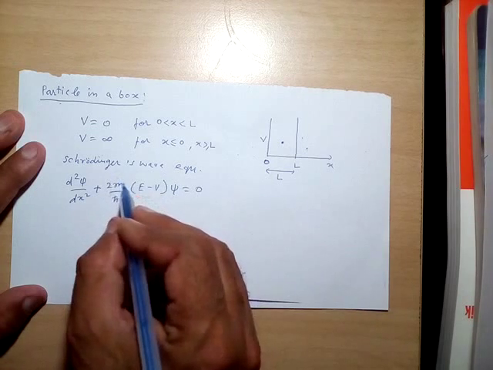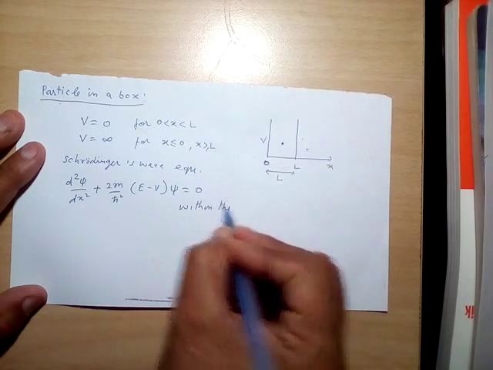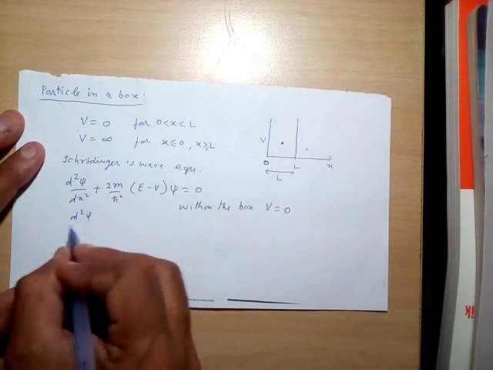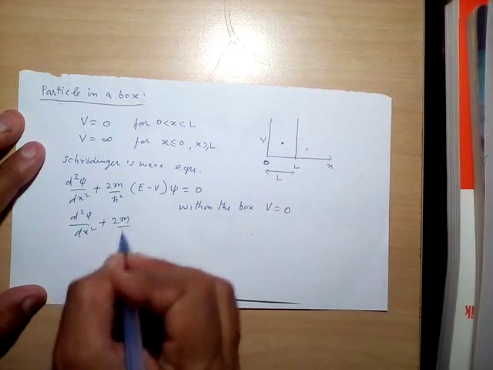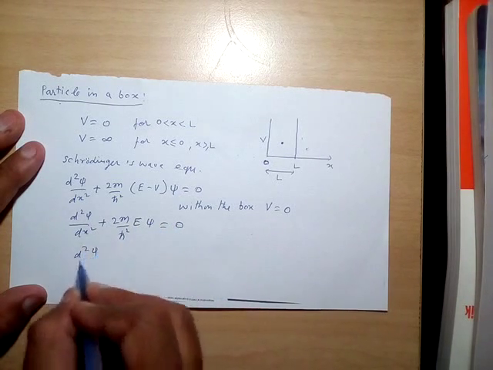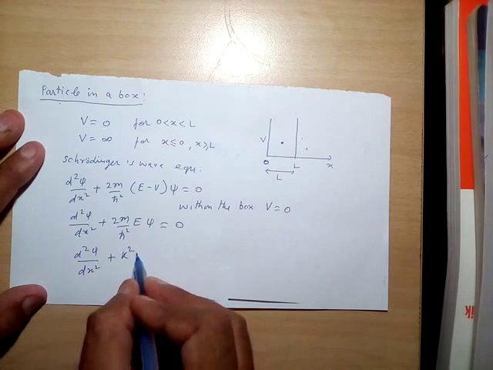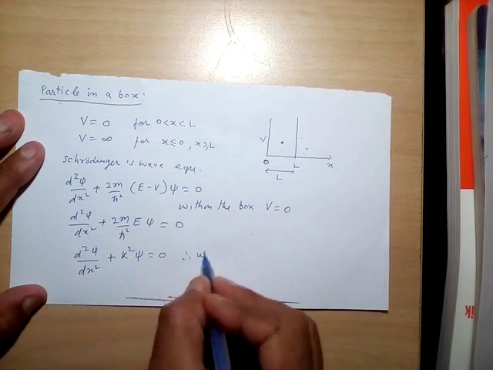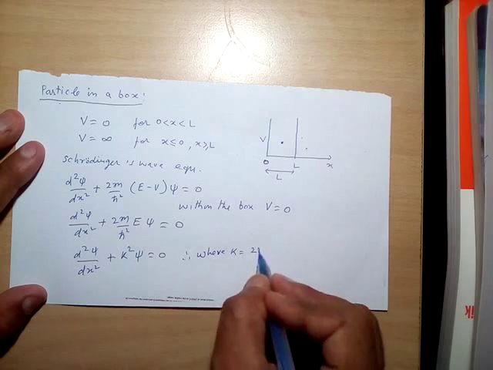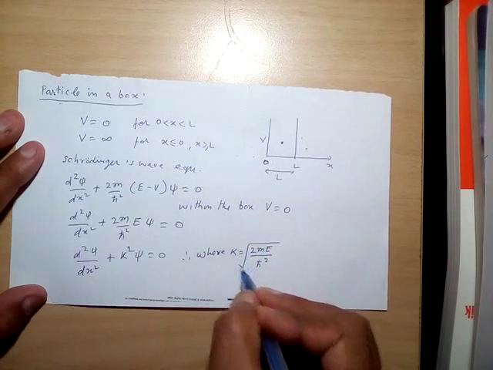So we know that for the particle within the box, the potential is 0. So this equation reduces to d2 psi dx square plus 2mE by h square psi is equal to 0, and we can rewrite it as d2 psi dx square plus k square into psi is equal to 0. Here k is the square root of 2mE upon h square.